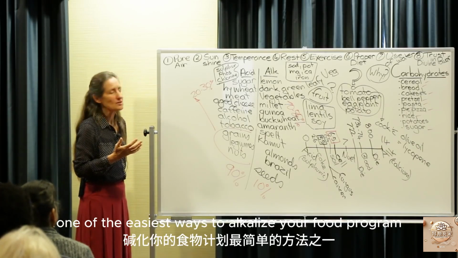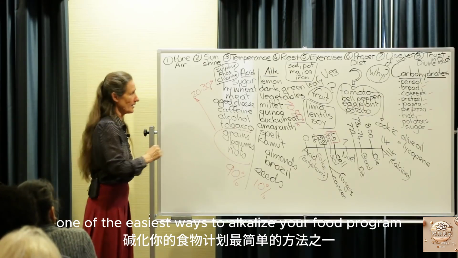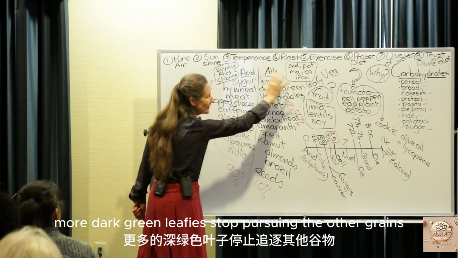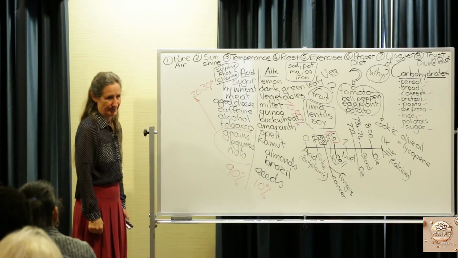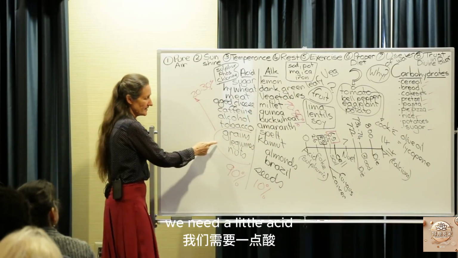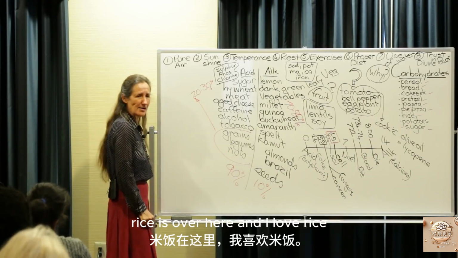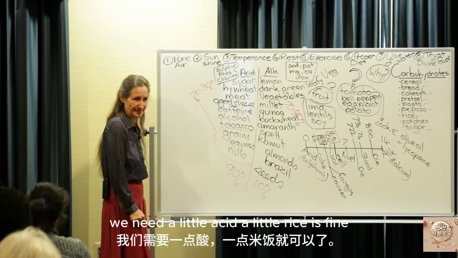One of the easiest ways to alkalize your food program is to eat more vegetables, more dark green leafies. Start pursuing the other grains. We need a little acid. One lady said, "Oh no, rice is over here and I love rice." We need a little acid. A little rice is fine.